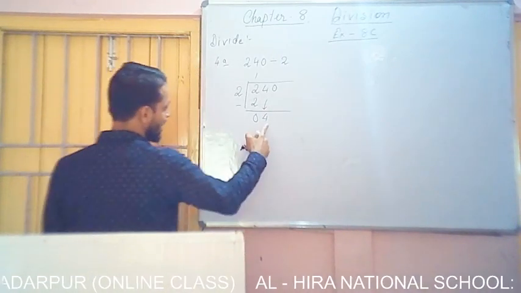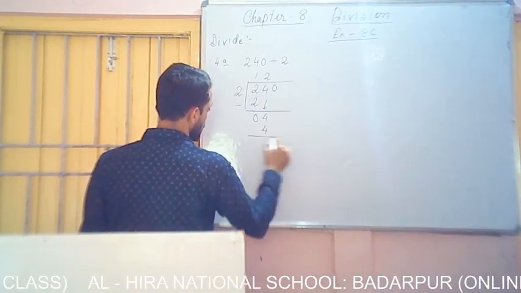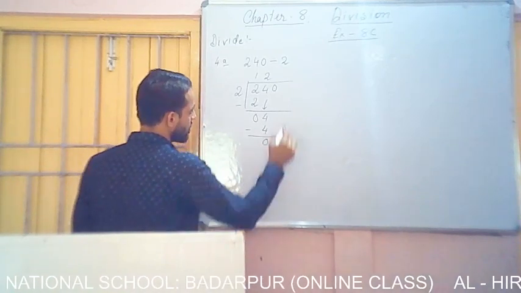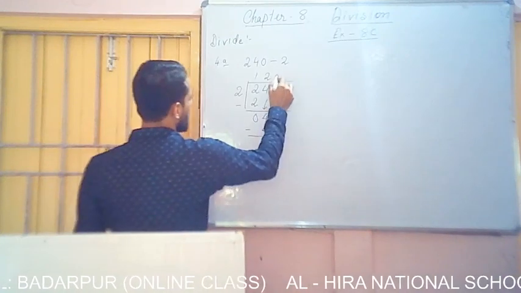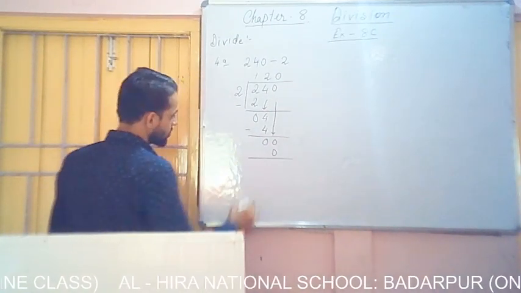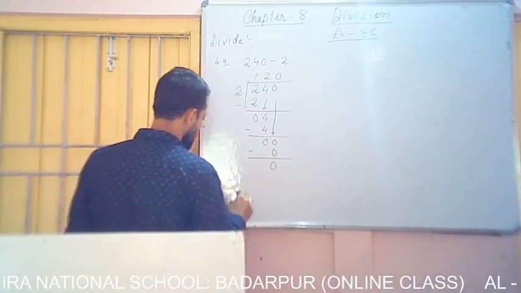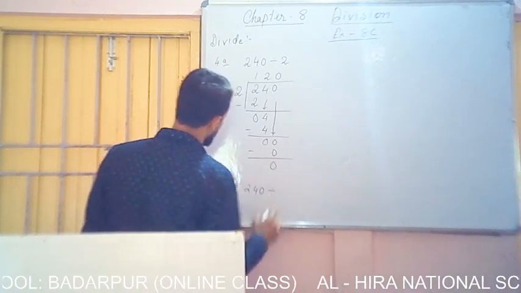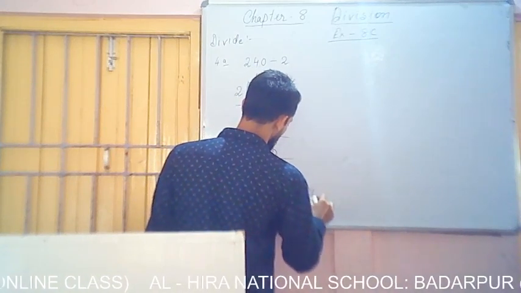Now we have to divide this 4 by 2. 2 2s are 4. Again we have to subtract. So 4 minus 4 equals 0. Now bring down 0 ones. 2 multiplied by 0 equals 0. So now if we subtract 0 from 0, we will get 0. So therefore we can write 240 divided by 2 equals 120.